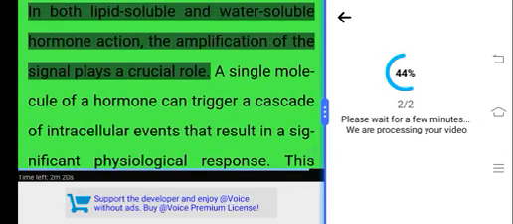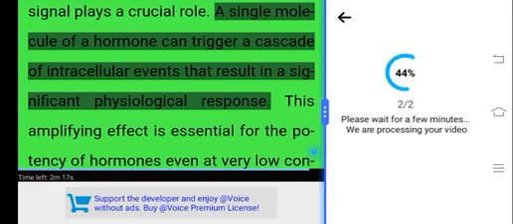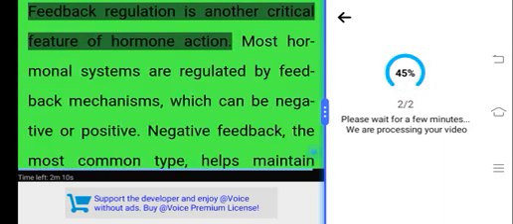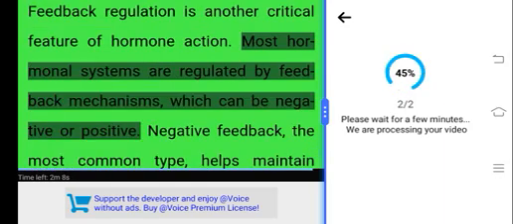In both lipid-soluble and water-soluble hormone action, the amplification of the signal plays a crucial role. A single molecule of hormone can trigger a cascade of intracellular events that result in a significant physiological response. This amplifying effect is essential for the potency of hormones even at very low concentrations. Feedback regulation is another critical feature of hormone action. Most hormonal systems are regulated by feedback mechanisms, which can be negative or positive.